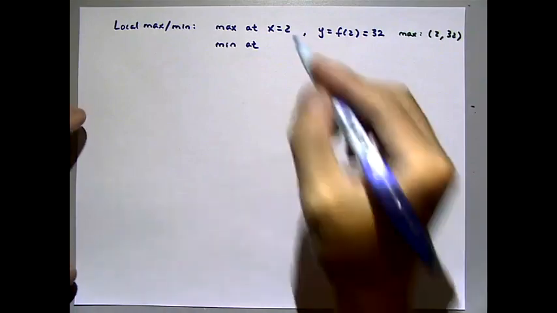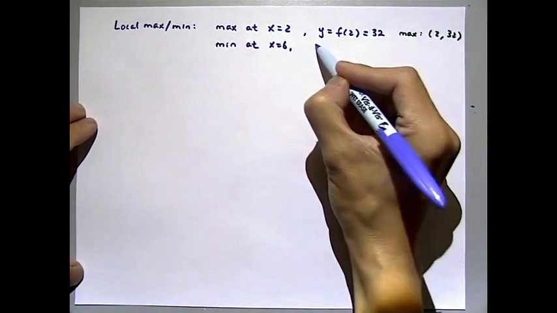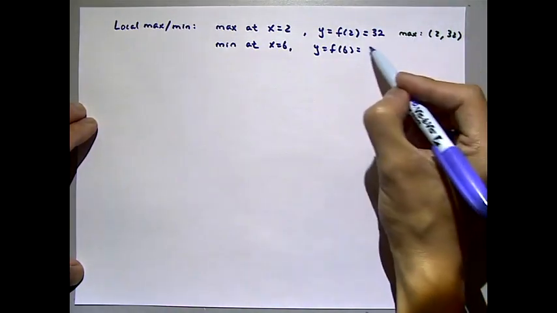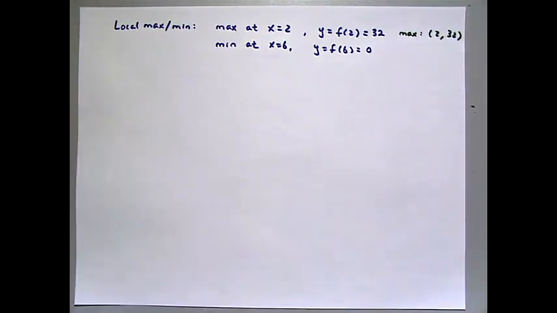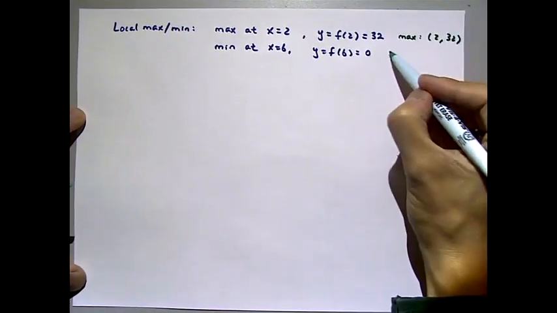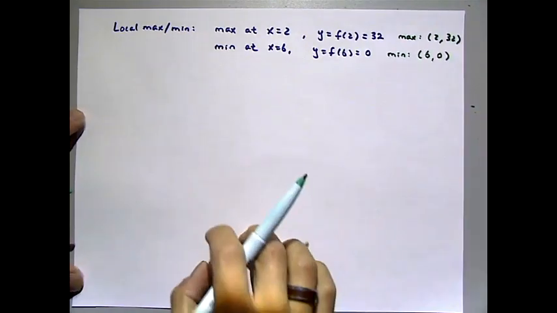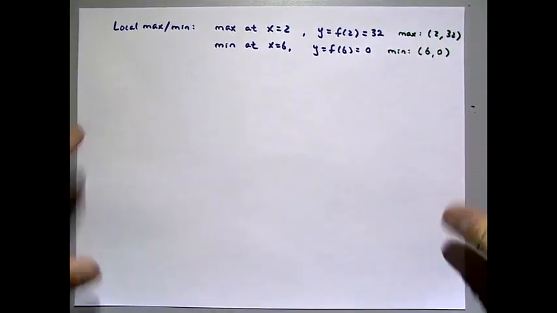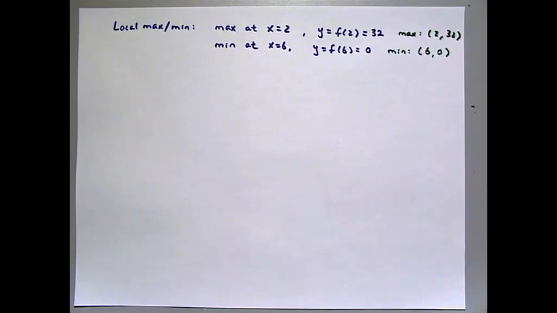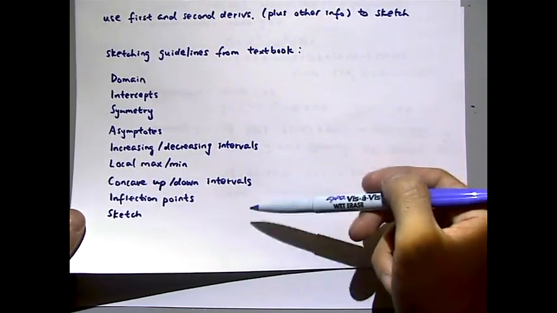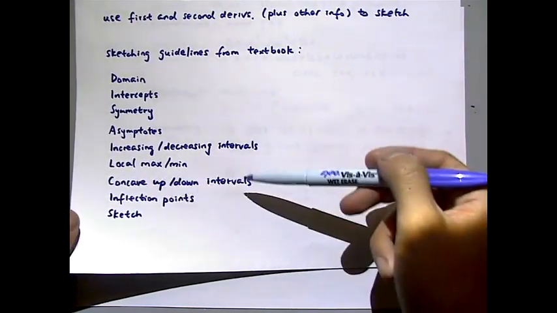We got a minimum at x equals 6. The y that goes with that is f of 6, which turns out to be 0. Now you repeat the steps with the second derivative to find concave up, down, and inflection points.